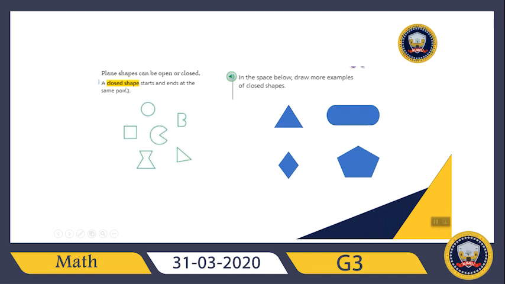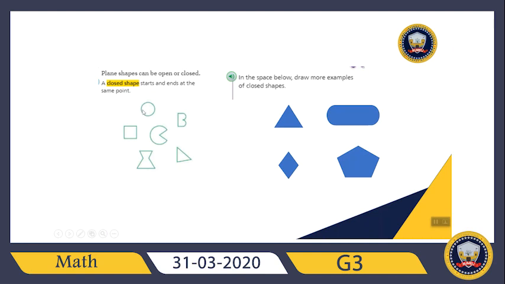Now I want to show you some other closed shapes. Plane shapes can be open or closed. A closed shape starts and ends at the same point. Look at this again, a square. For example, it starts from here. It has an endpoint, again goes here. It has an endpoint, goes here, and comes back to the start point.